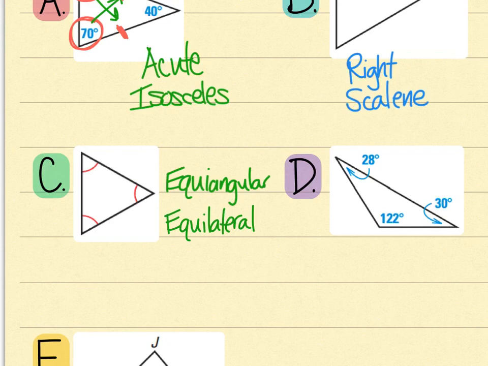In example D, we have an obtuse angle here. So I know it's got to be obtuse. It's larger than 90 degrees. And all three angles are different sizes. So all three sides will be different sizes, making this scalene.